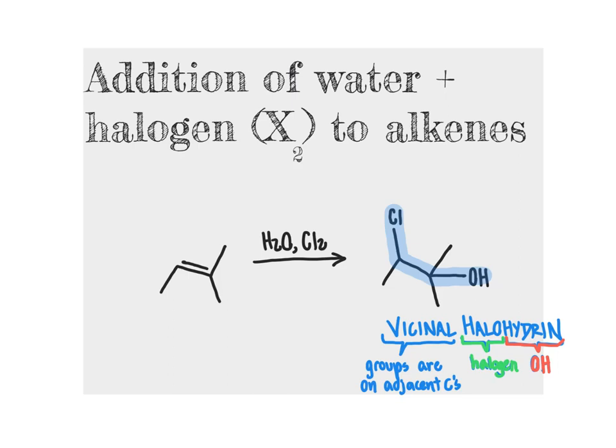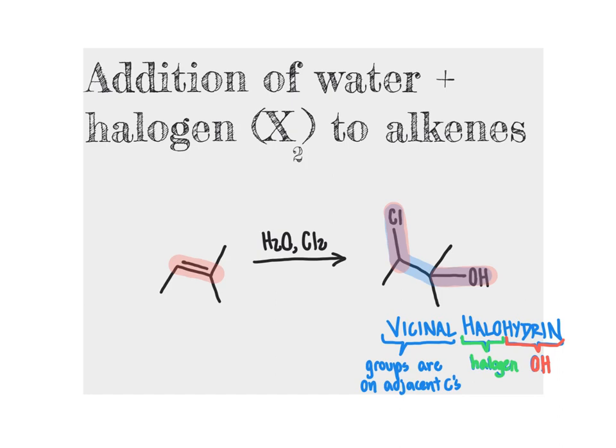In this unit, we're going to focus on another type of addition reaction where we look at adding water and a halogen, X2, meaning Cl2 or Br2 typically, to an alkene molecule. This is going to be another example of the type of reaction where we start with a carbon-carbon double bond, and during the course of the reaction, we're going to be adding two groups, in this case a hydroxy group and a halogen, across the carbon-carbon double bond.